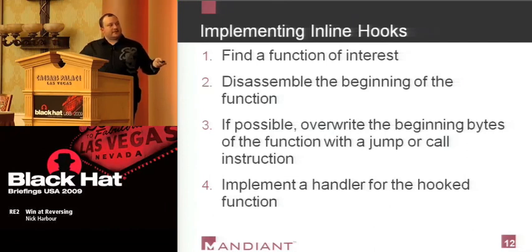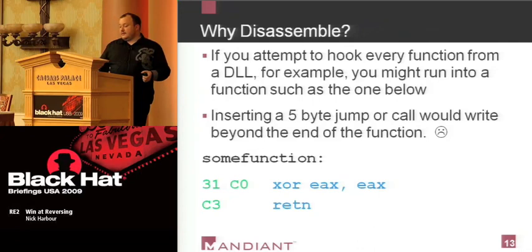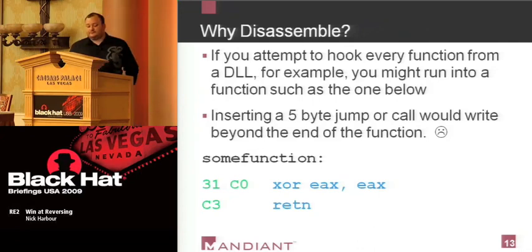So we want to disassemble the beginning of the function because we're going to be overwriting the instructions at that function with a jump or a call instruction. Classically, you're going to see jumps more often. If you just want to hook one thing, no problem putting a jump there. It's very easy to do. I've had to use a call instruction, and I'll get to the reasons why in a bit. And you need to implement a handler for the hooked function. So your jump or call instruction needs to jump to something that you have in memory, which is not a big deal.